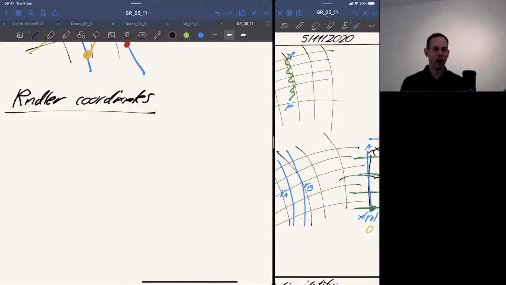Okay, now I make a jump, but let me just briefly motivate what we're going to do. We are now going back to flat space-time. This would actually be the topic of special relativity, but we are now looking at flat space-time in coordinates which don't transform linearly to each other.